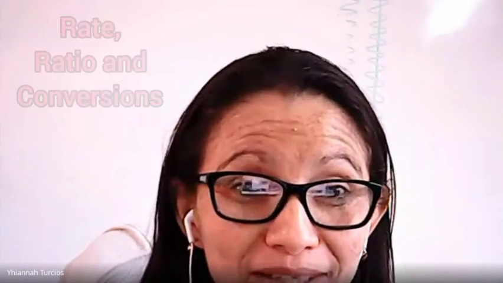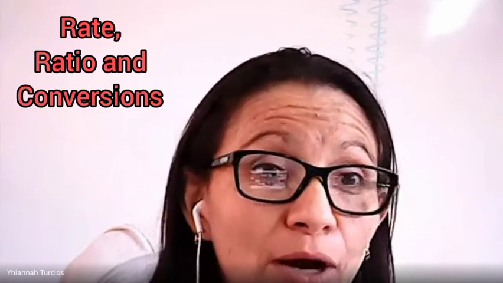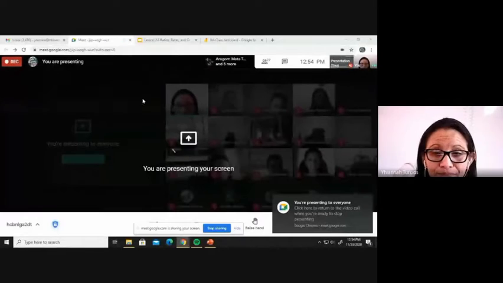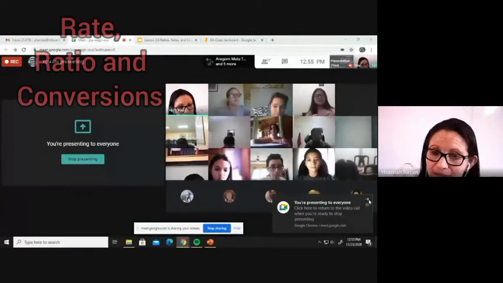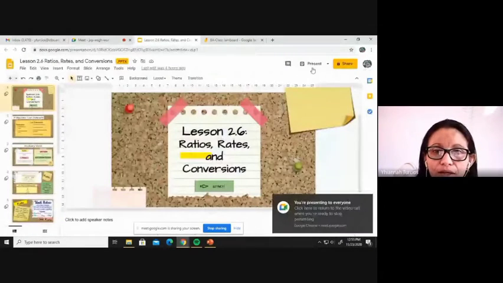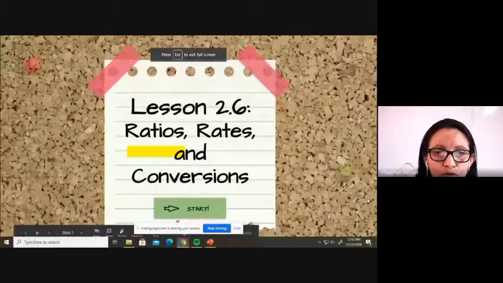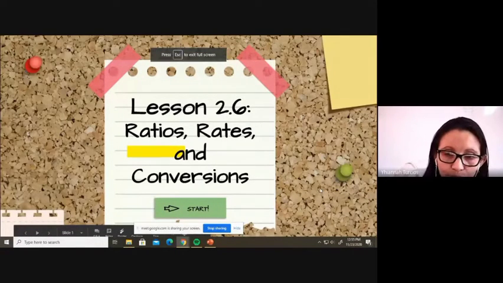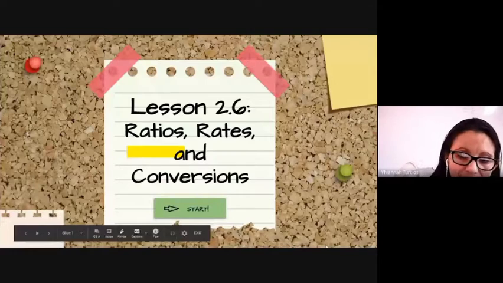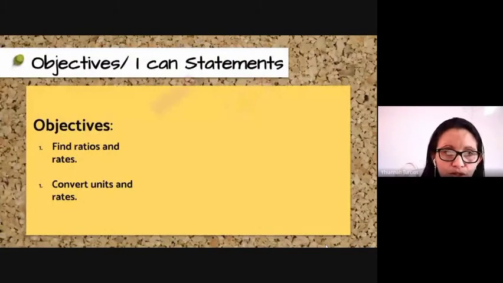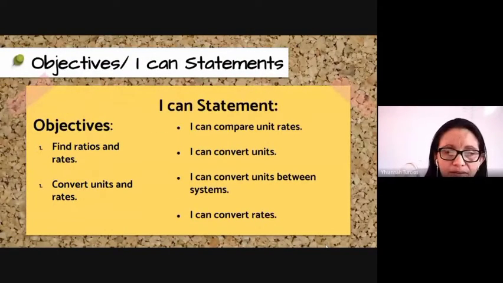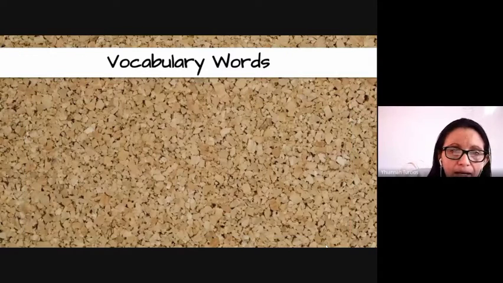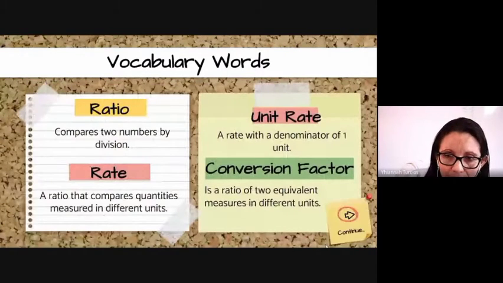Today we're going to be learning about rate, ratio, and also about conversions, okay? So we're going to start today's lesson 2.6, and this is what we're going to be studying. In the other class, we had an introduction about the objectives and the icon statements, and we also reviewed a little bit about the vocabulary words.